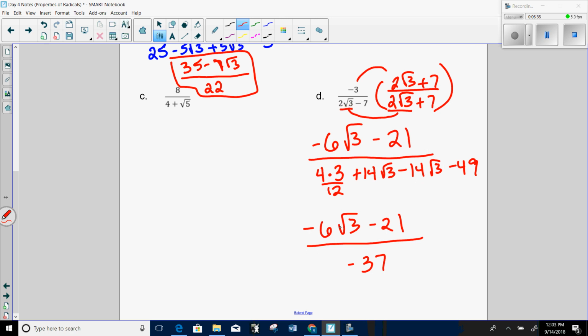Then we look. This 6, this 21, and this 37, is there anything in common? There's not. So that is our final answer.